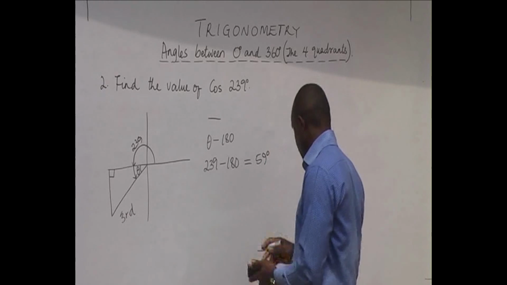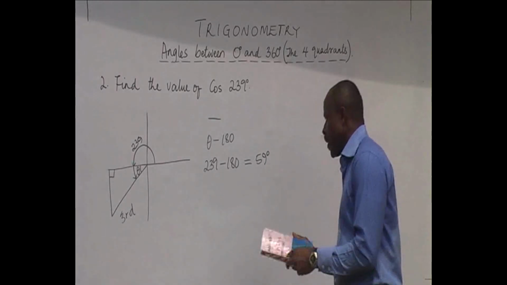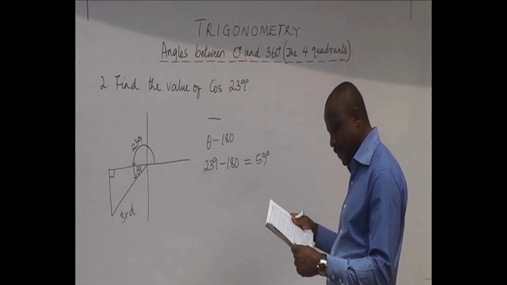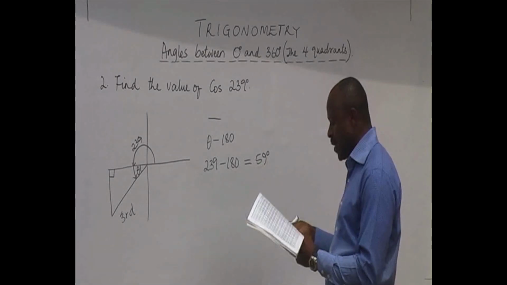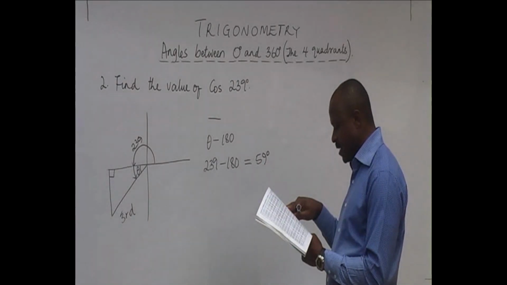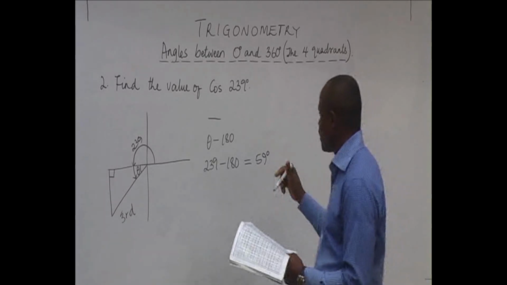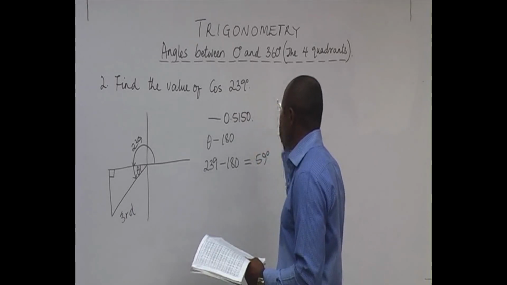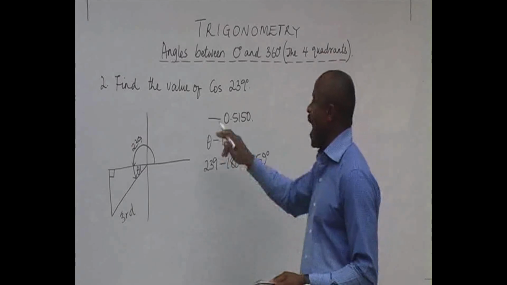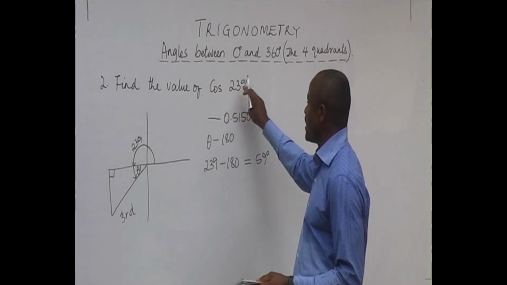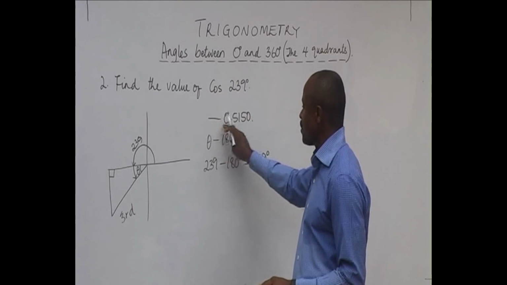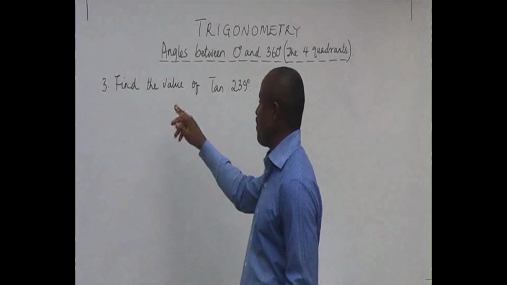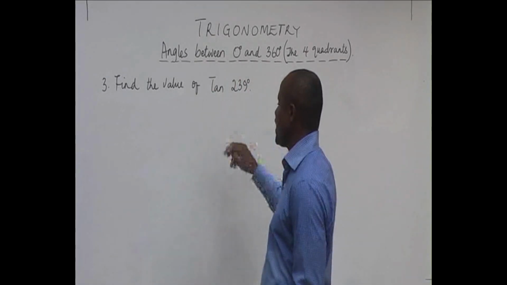Now go to your four-figure table. Open to cosines of angles, page 22/23. Look for 59 under 0. 59 under 0 is giving us 0.5150. So we have minus 0.5150. So the value they're asking for, cosine 239 degrees, is minus 0.5150.